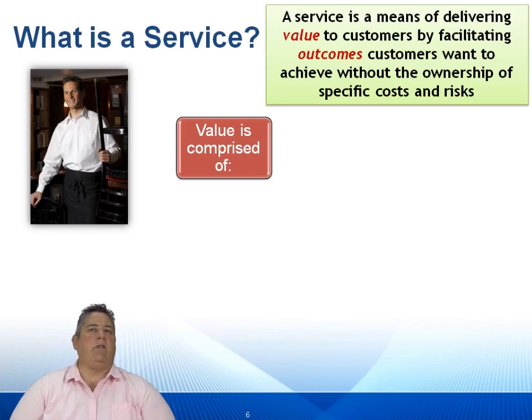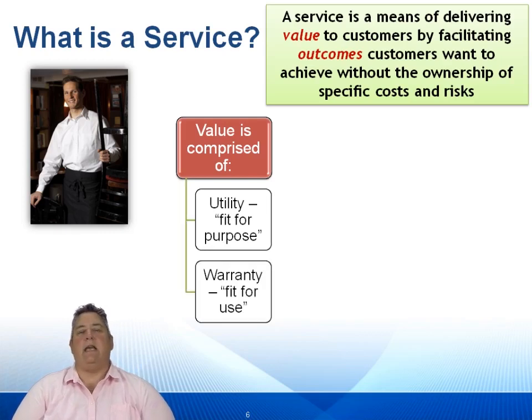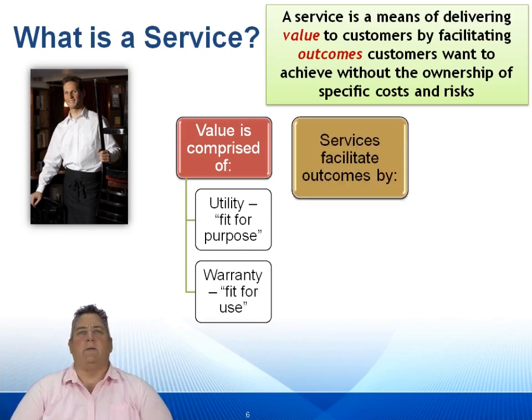Value, you should immediately have heard in the back of your mind, is comprised of two components. I'm hoping utility and warranty came up. Utility, fit for purpose. Warranty, fit for use. If you're having trouble remembering what goes with what, just remember the U's do not go together. Utility would never, ever, so there's my absolute word, but this one's true, utility would never be associated with fit for use. So the U's do not go together.